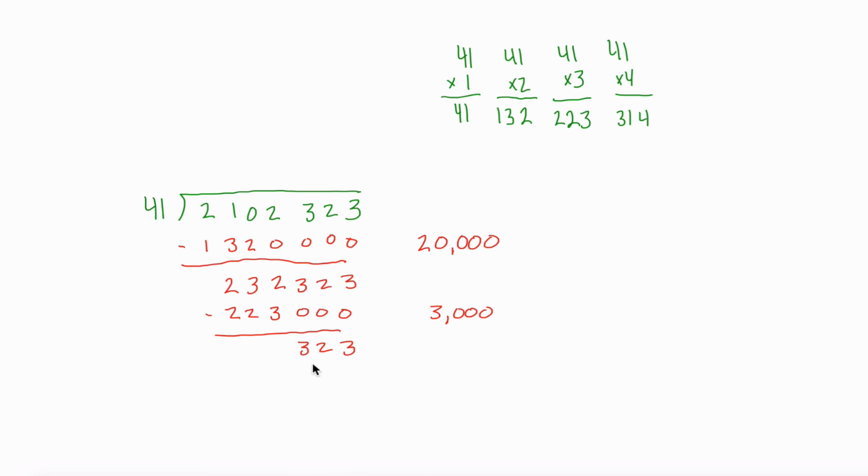Let's subtract to see how much we will have left after we use up that many. Again, I'll have to borrow. This turns into a 2. This turns into a 7. 7 minus 3 is 4. And these all go to 0. So I have this many left.